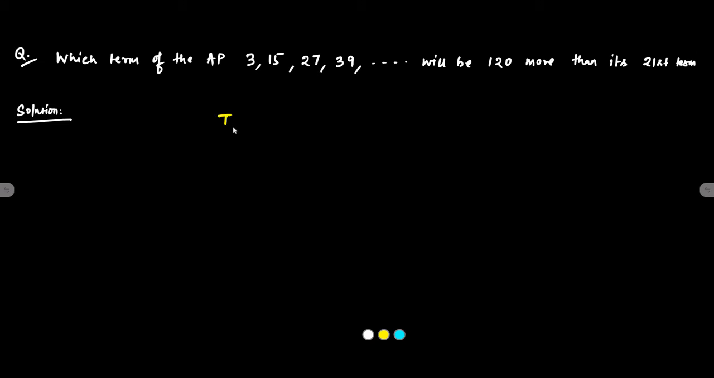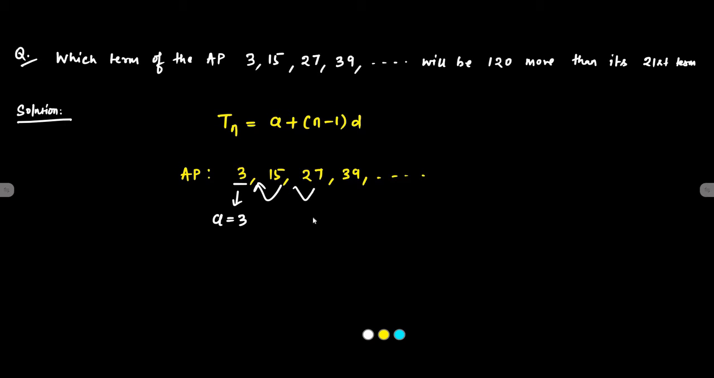So first we'll write the formula A plus n minus 1 D. The given AP is 3, 15, 27, 39 and so on. The two most important components: the first term A is equal to 3 and the difference between successive terms D is equal to 15 minus 3, which is 12. So we have the first term 3 and the common difference 12.